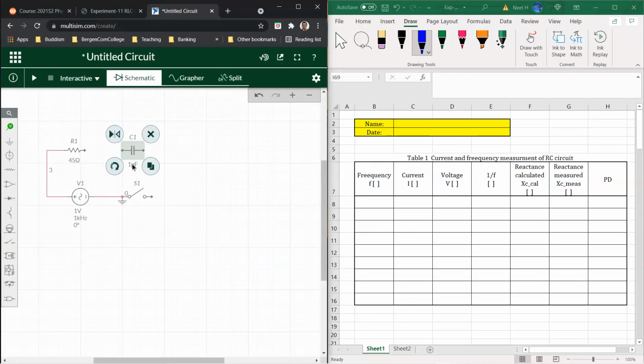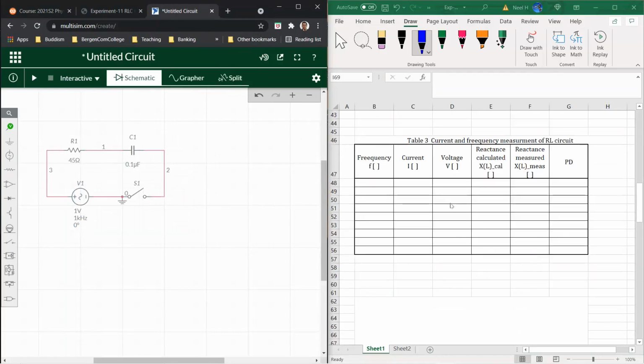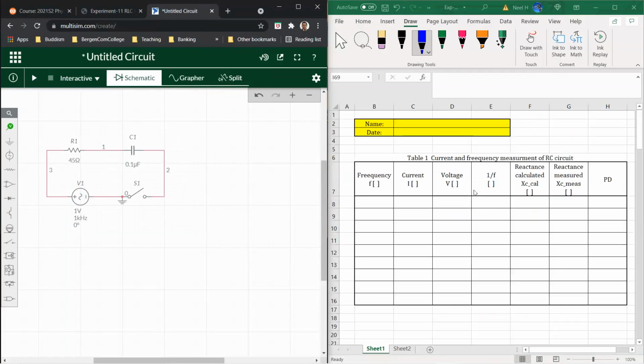Okay, then the capacitor value will be 0.1 microfarad. All right, so then we'll connect these two again. It doesn't matter actually which circuit you do first, but since the first table says RC, I'm going to start from there. But if you want to do the RL, then I have to go with table number 2 first. Nothing wrong, it doesn't matter.